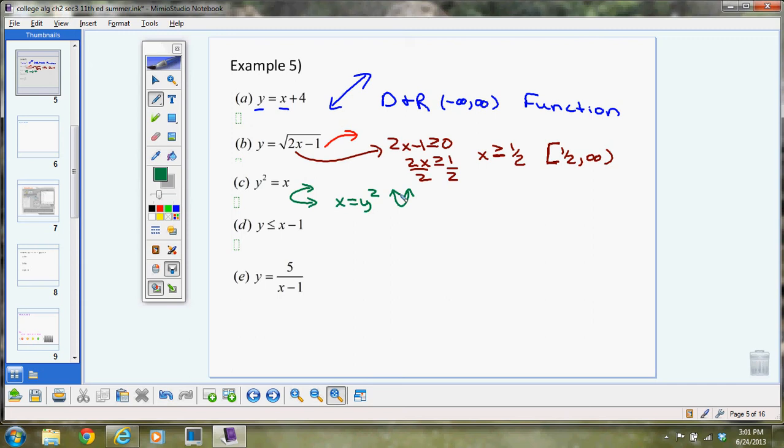Part D, I'm not too concerned about right now. You do need to know that this means it is shaded, that less than or equal to, so this one would not be a function.